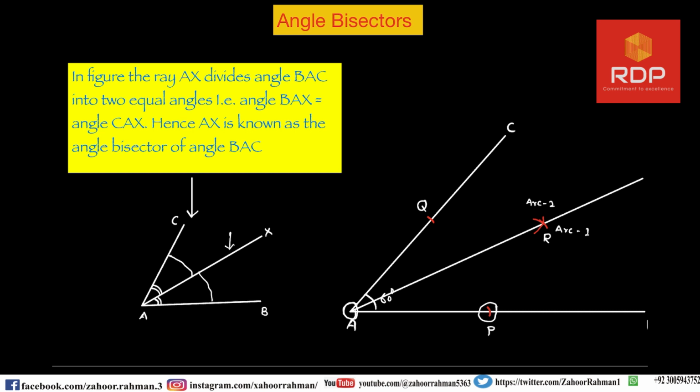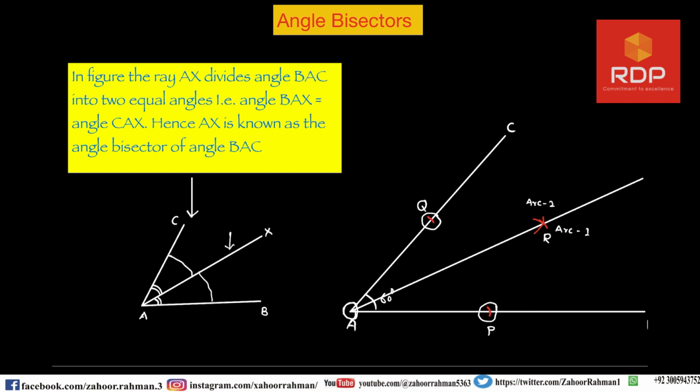keeping the compass in the same position. Draw this arc. Don't increase or decrease the length of the compass when you are drawing these two lines.